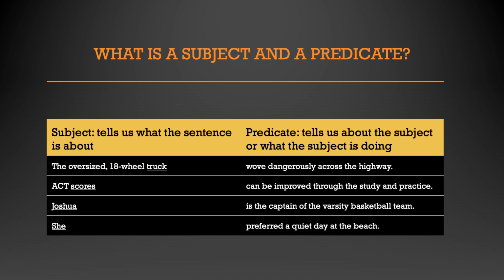Subjects tell us what the sentence is about. Example: the oversized 18-wheeler truck, ACT scores, Joshua, she. What is a predicate? A predicate tells us about the subject or what the subject is doing. Wove dangerously across the highway.